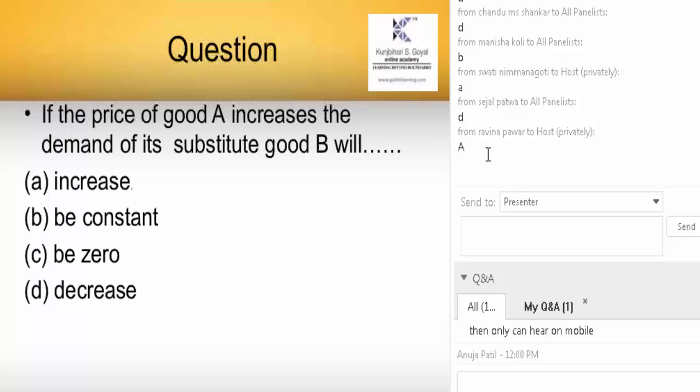टी का प्राइस बढ़ गया तो कॉफी का डिमांड बढ़ेगा. क्यों? Because people will stop consuming tea and will consume more of coffee. अगर टी का प्राइस कम हो गया तो कॉफी का डिमांड भी कम होगा. Why? People will stop consuming coffee and consume more of tea. Why? Because अभी टी सस्ता होगी. Correct? So the correct answer here will be option A. That is, increases.